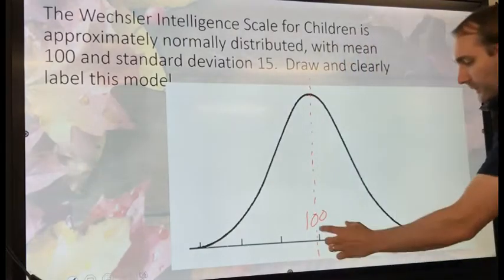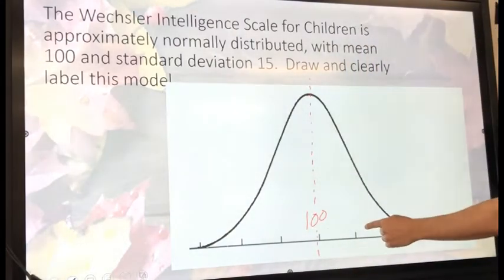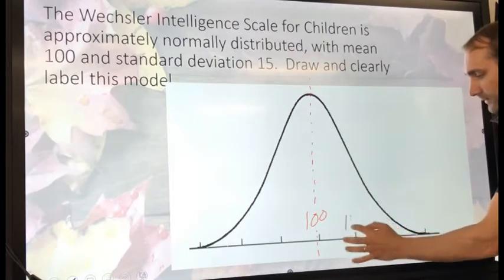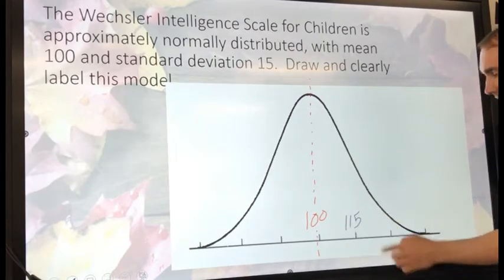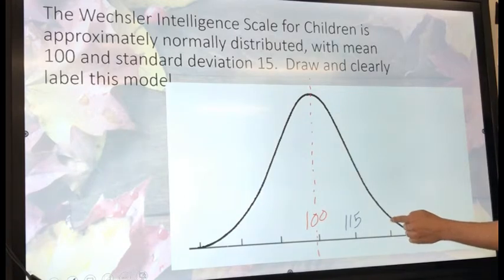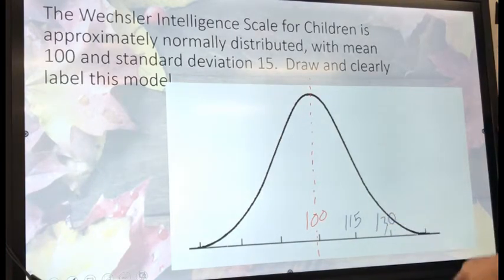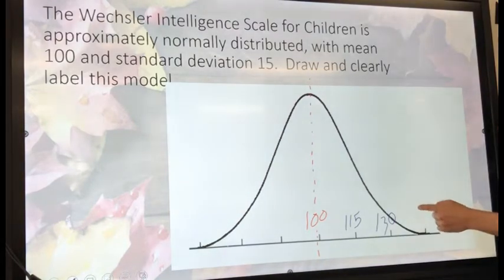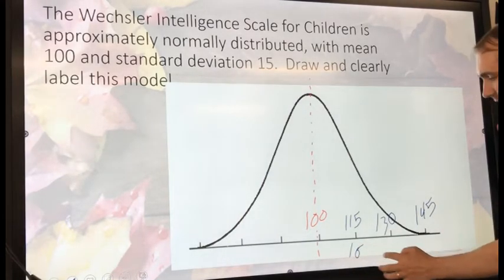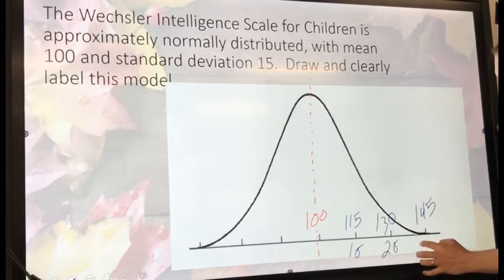So if I'm moving one standard deviation from 100, what does that give me? What value? 115. And if I'm moving two standard deviations from my mean, where do I land? 130. And if I move 3, where do I end up? 145. Yep. So that's 1 standard deviation, 2, and 3.